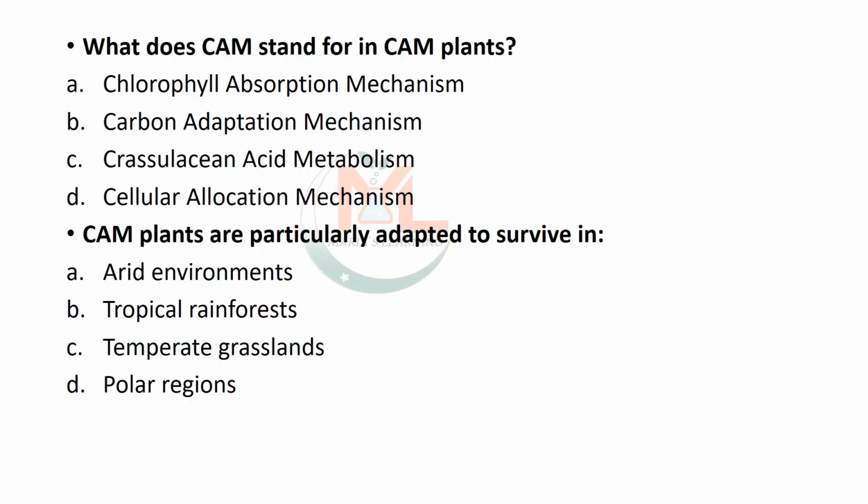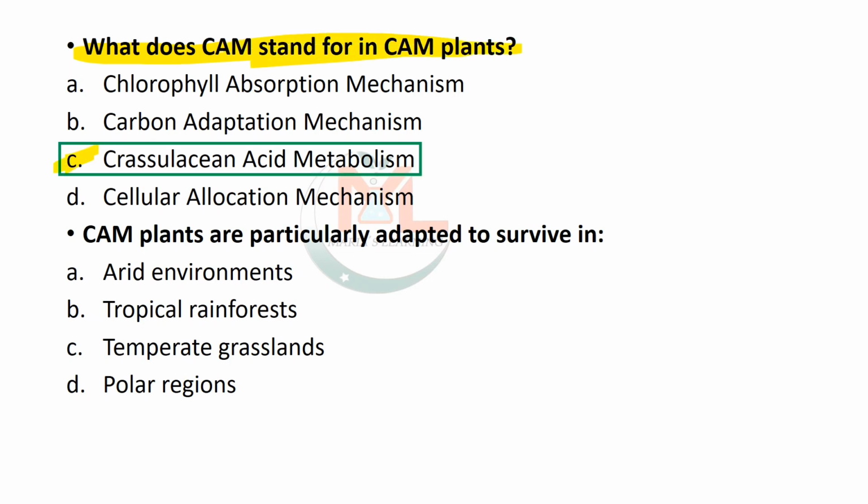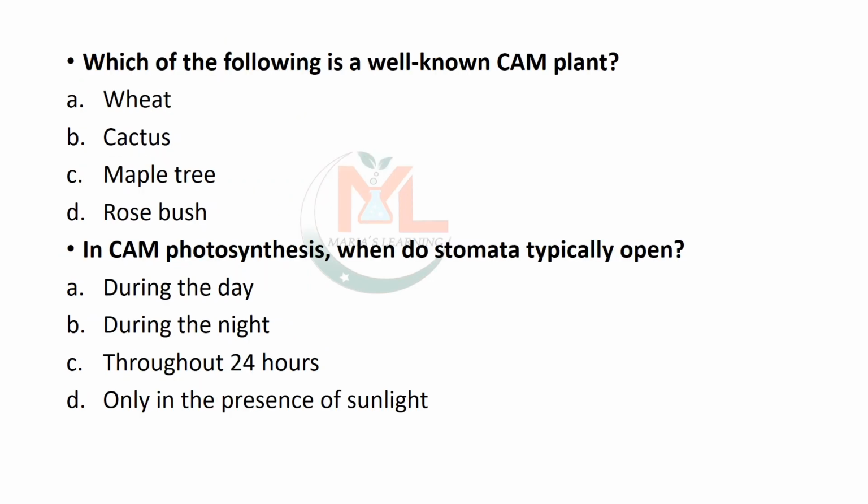In this video lecture, we are discussing important MCQs related to the CAM pathway, or crassulacean acid metabolism pathway. What does CAM stand for in CAM plants? The right answer is option C. Next one: CAM plants are particularly adapted to survive in, and the right answer is option A, arid environment. Next one: which of the following is a well-known CAM plant? The right answer is option B, cactus, is the well-known CAM plant.